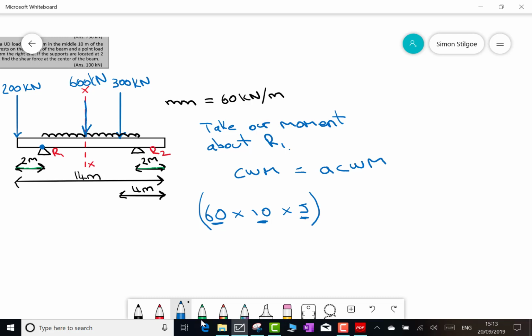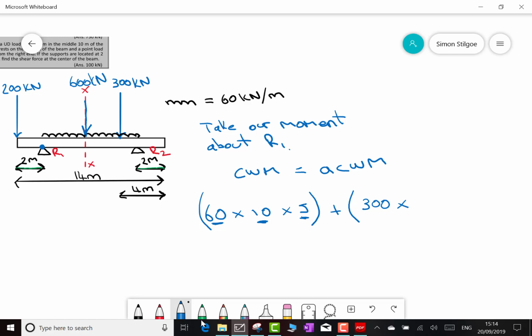We can now pick up my next clockwise moment moving to the right, and this one's going to be my 300 kilonewton. So we multiply out now, we have our force, 300 kilonewtons, multiplied by my distance from R1. Well, looking at my diagram, I've got 4 metres of 300 kilonewtons in from the right hand end, and my R1 is 2 metres in from the left hand end. So that now basically is going to give us a distance here of 8 metres in between R1 and the 300 kilonewtons. How did I end up with that?